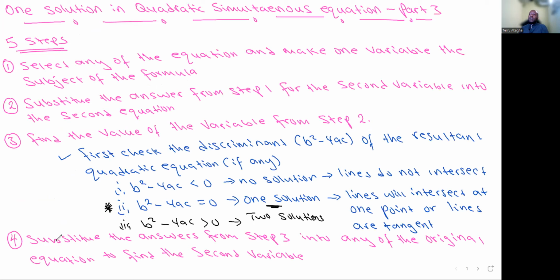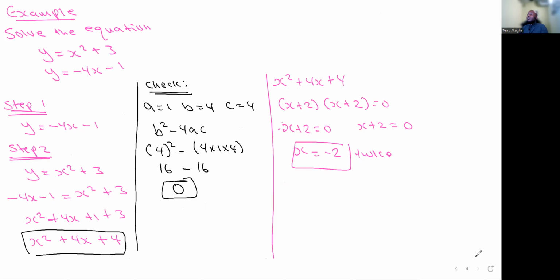Okay? Then we'll have to go to step 4 now. Step 4 said that we need to substitute the answer from step 3 into any of the original equations to find the second variable. So let's do that.